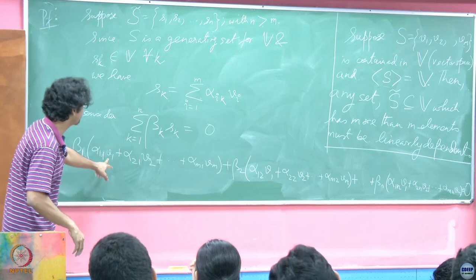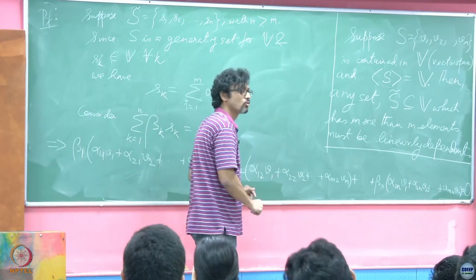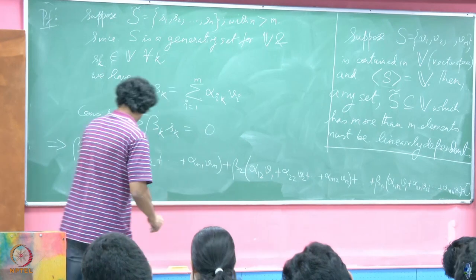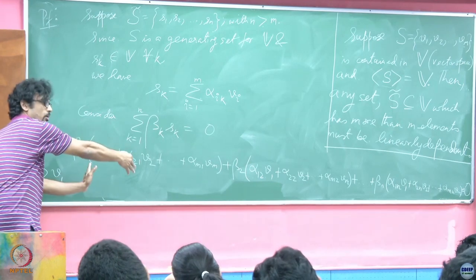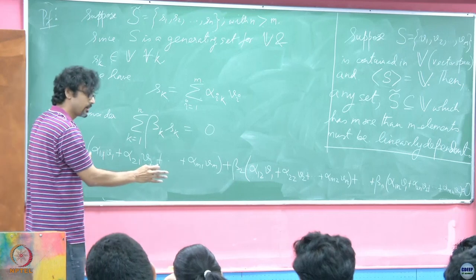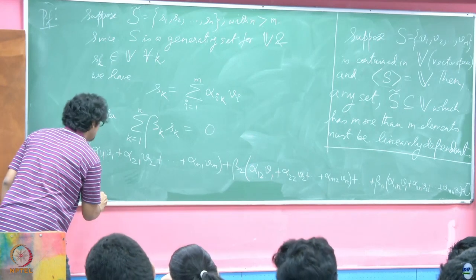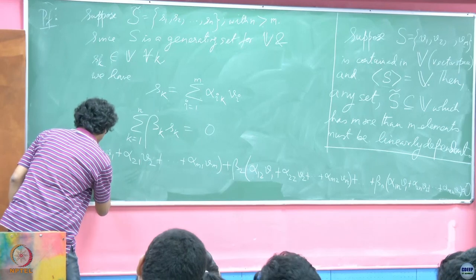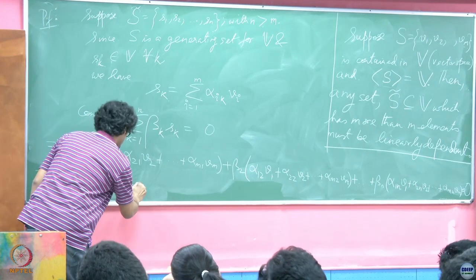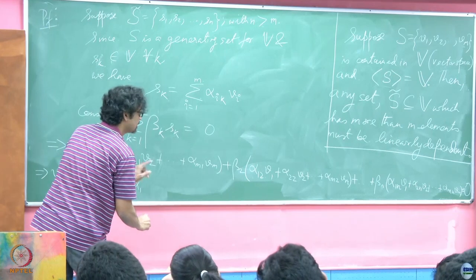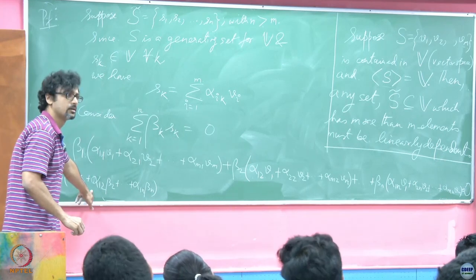What I'm now going to do is pull together terms related to V1, write them together, then pull together terms related to V2, write them together, and so on and so forth. What is the term that's common to V1? If you excuse me writing the coefficients to the right and the vector to the left, it doesn't make much of a difference. So what's the first term? Alpha 1 1 beta 1 plus alpha 1 2 beta 2 plus dot dot dot, last alpha 1 n beta n, is it not? That's the coefficient of V1.